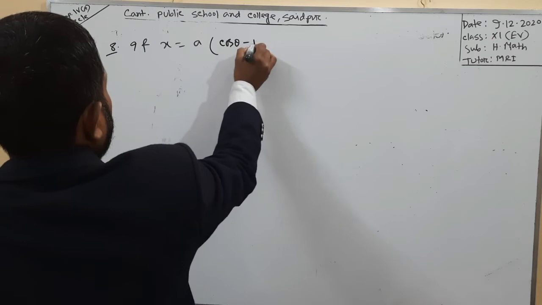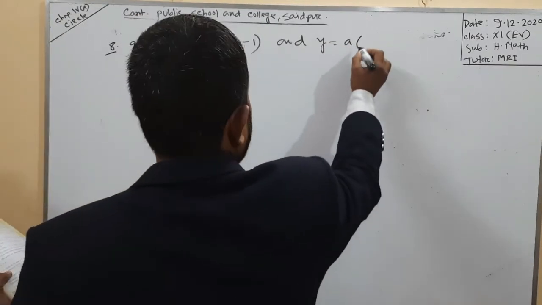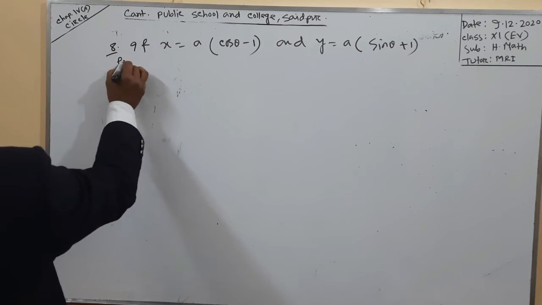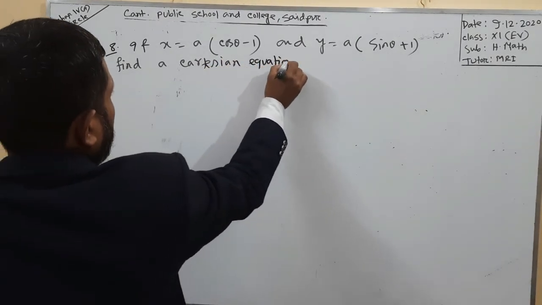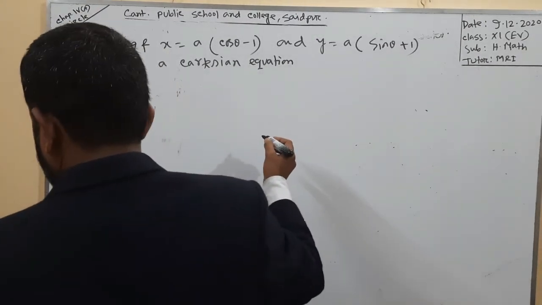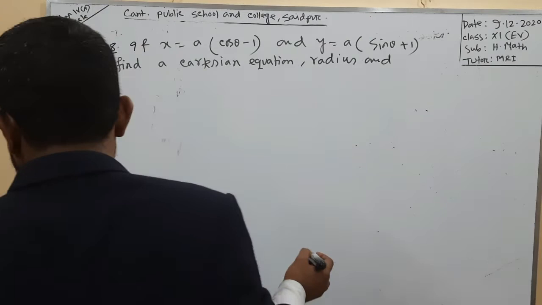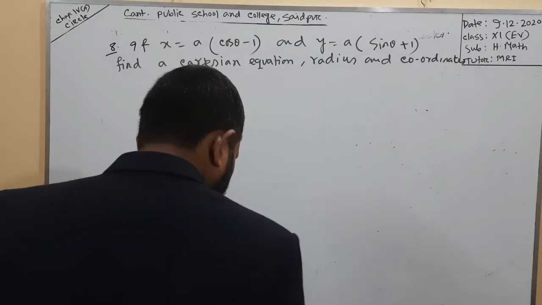If x is equal to A cos theta minus 1 and y is equal to A sin theta plus 1, find a Cartesian equation, radius and coordinates of the center of the circle.